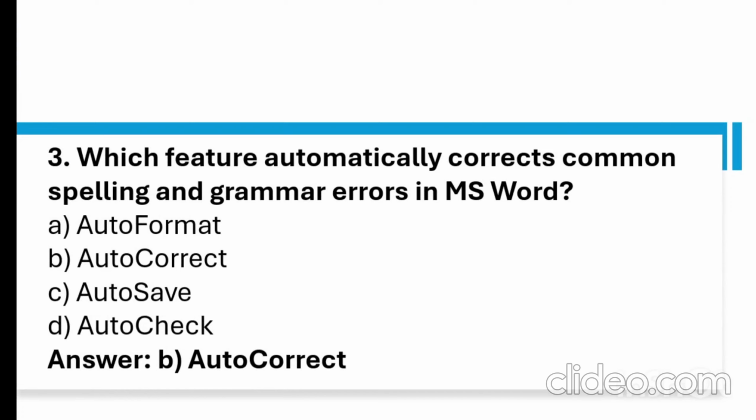Question number 3. Which feature automatically corrects common spelling and grammar errors in MS Word? Options are A. Auto format, B. Auto correct, C. Auto save, or D. Auto check. So the correct answer is B. Auto correct.